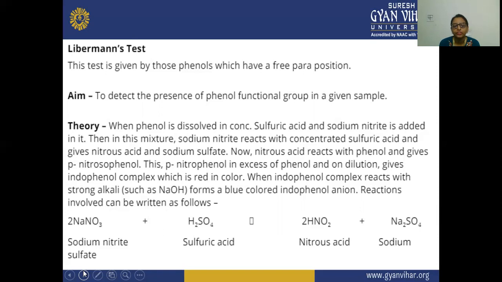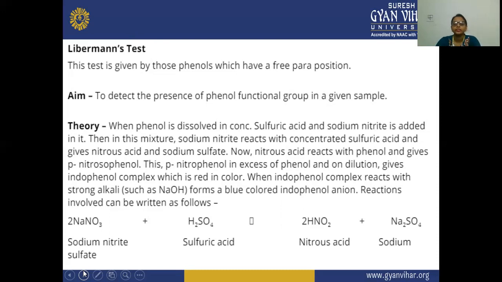The sodium nitrite is reacting with sulfuric acid. Then we are getting nitrous acid and sodium sulfate. So here sodium nitrite is reacting with the sulfuric acid and we are getting nitrous acid, and here we are getting the sodium sulfate.